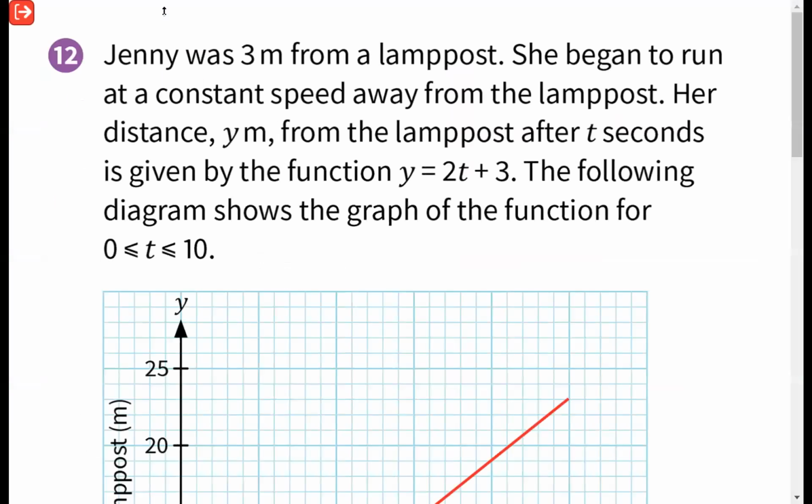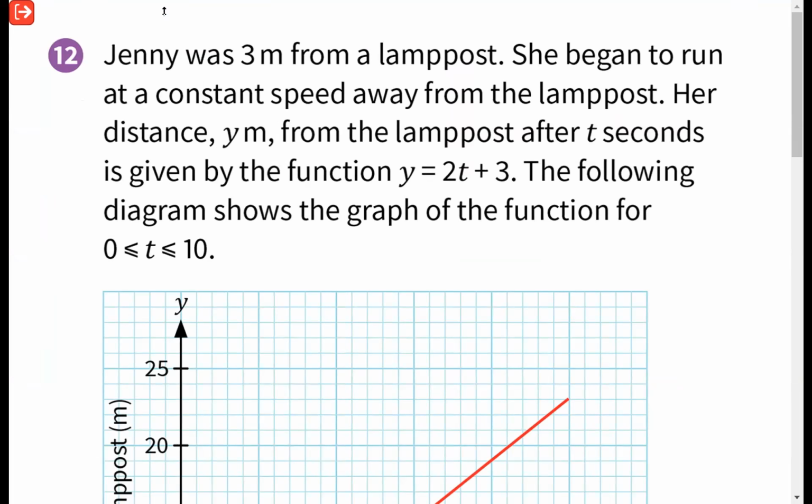Okay, question 12. So similar question yesterday, I talked about the duster, the fixed point, and my position relative to it, where I started from. Today, this question is on Jenny, 3 meters away from a lamppost. So let it be the lamppost again. And this time I'll be Jenny, I'll be 3 meters away from the lamppost. And I begin to run at a constant speed away from the lamppost, in a particular direction, away from it.